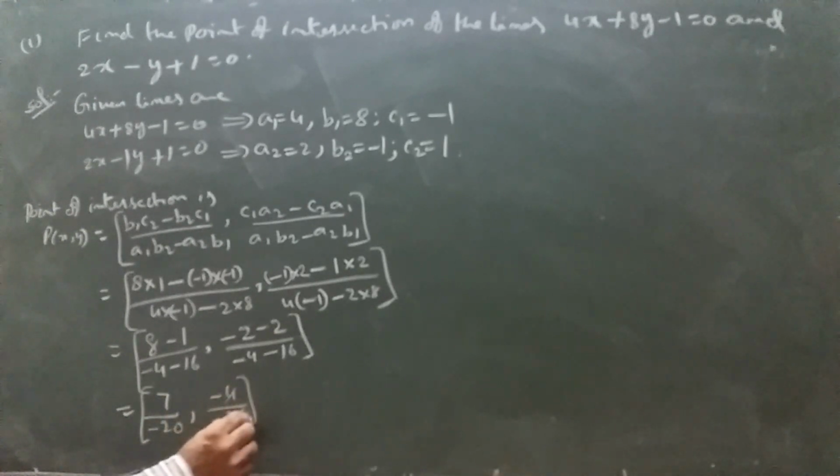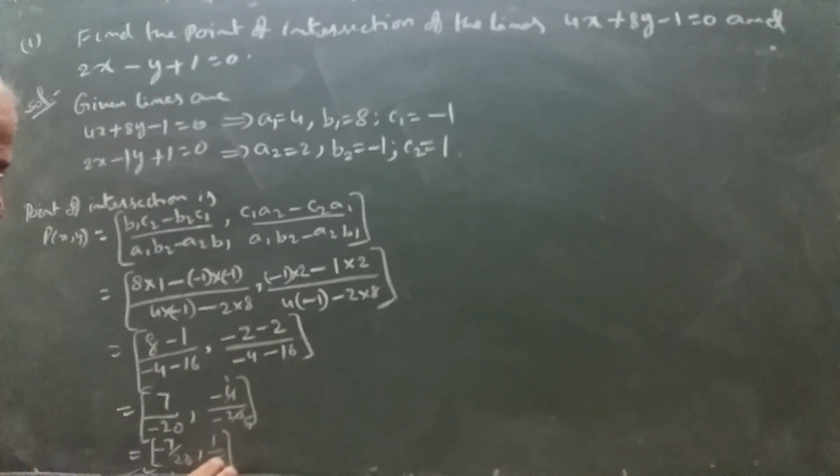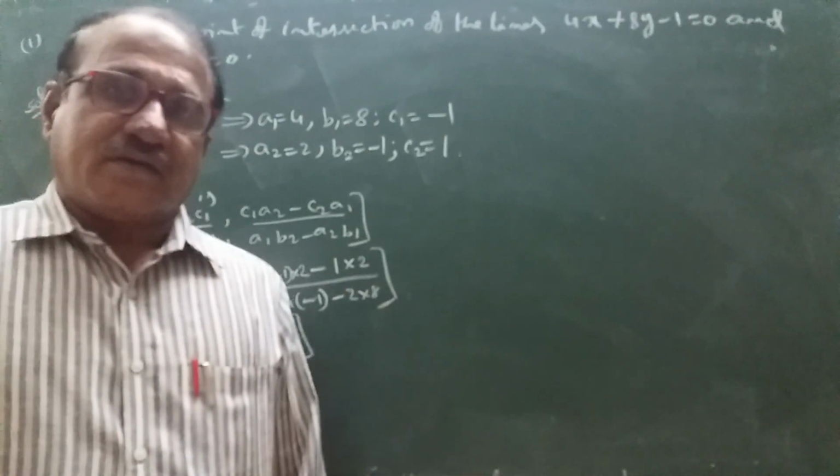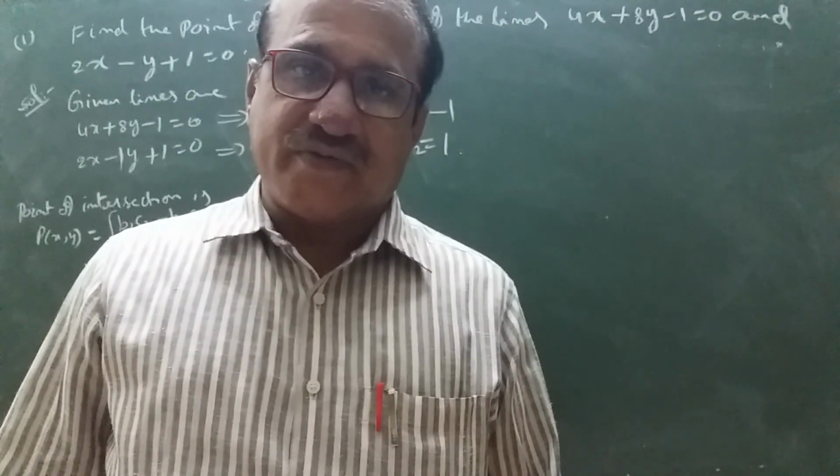4 1s are 4, 4 5s are 20, that is equal to minus plus or minus is minus 7 by 20, comma, minus by minus plus 1 by 5. This is the point of intersection. In this way we can find the point of intersection of any two given straight lines.